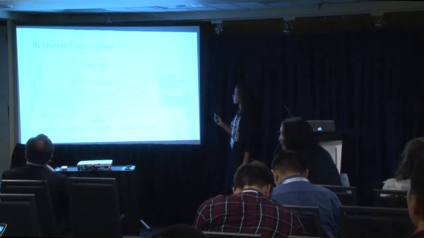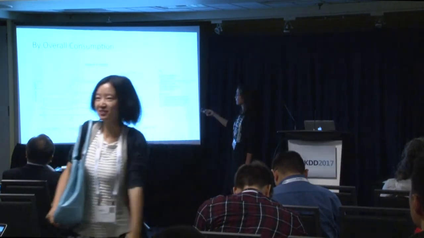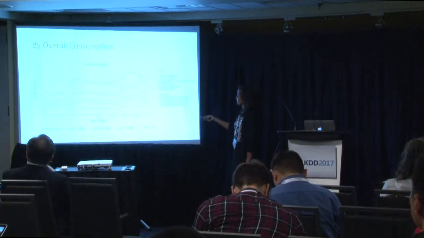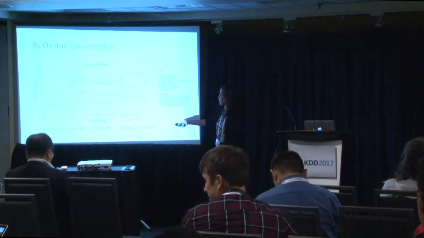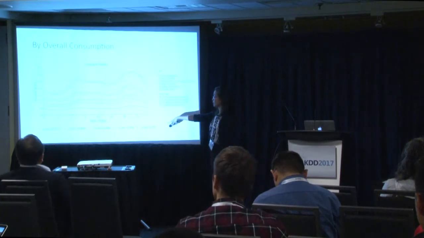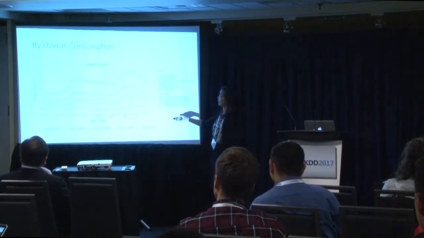In terms of clustering by overall consumption, this is integral K-means. You can see that the differences really are just in consumption, and all of these have morning and evening peaks.